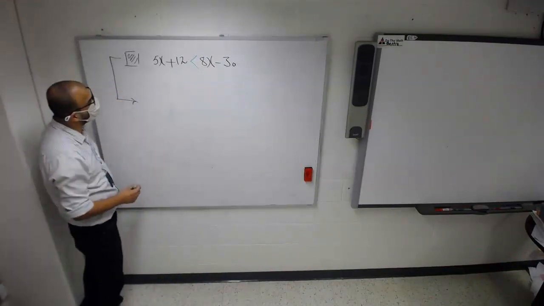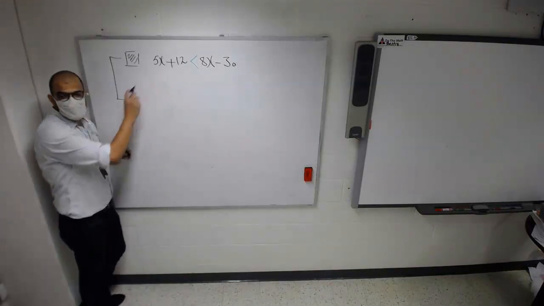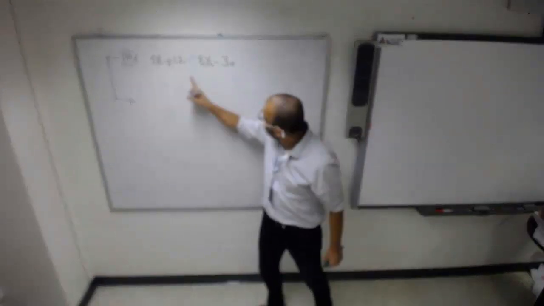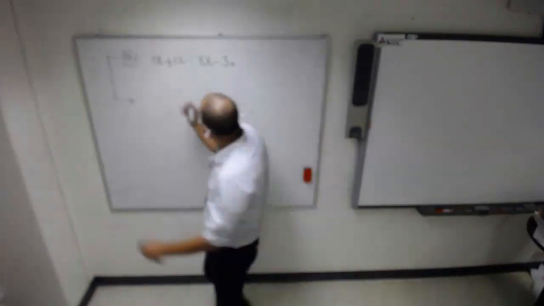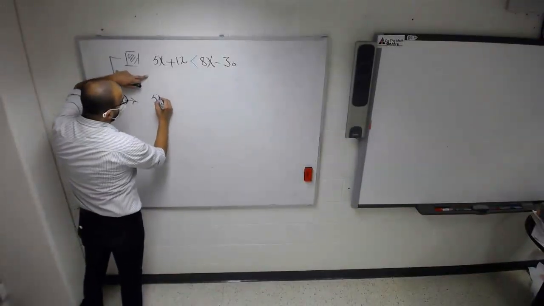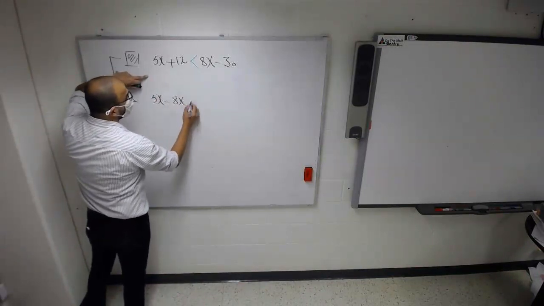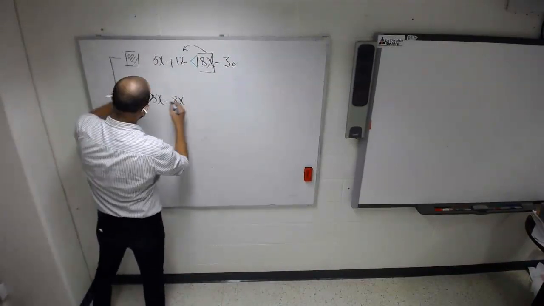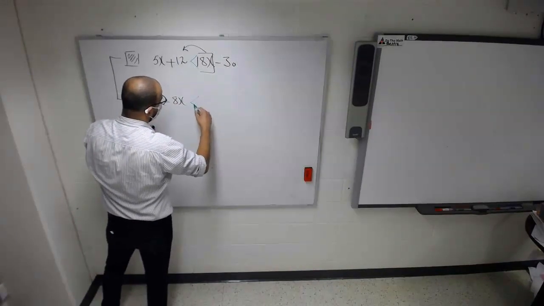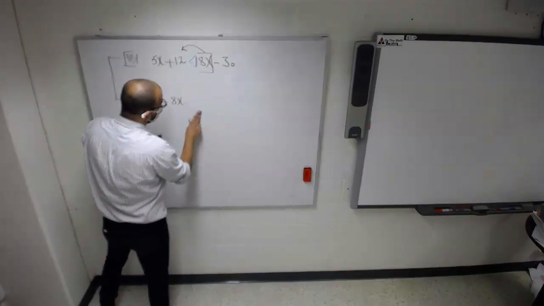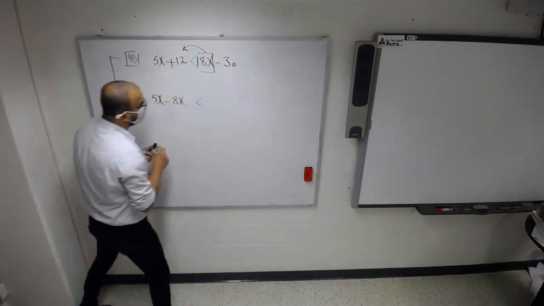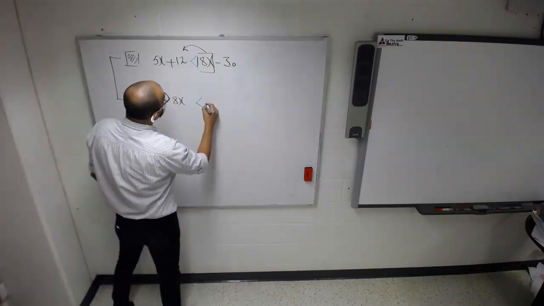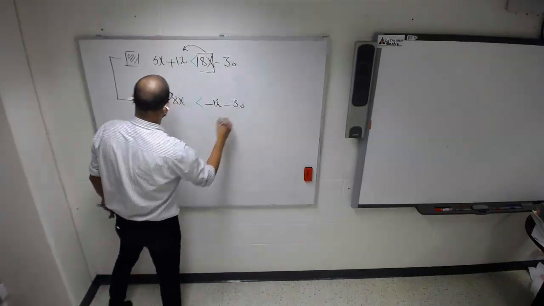Now, look at what's going to happen. I'm going to isolate the x. I decide to keep x on this side, and I take the numbers to the other side. Then I have 5x minus 8x, because it comes to the other side, is less than, and I take 12 to the other side, it becomes negative, minus 12 minus 30.